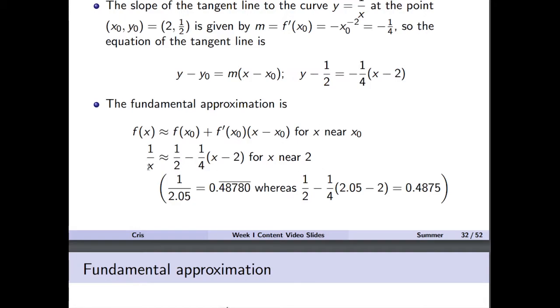And this is kind of neat because these two functions don't look anything like each other. 1 over x is a very different function than this polynomial of degree 1 right here. And yet, it's a good approximation. If you pick a number x near 2, I picked 2.05, you get numbers which are at least reasonably close to each other. Let's look at a graph for this one.